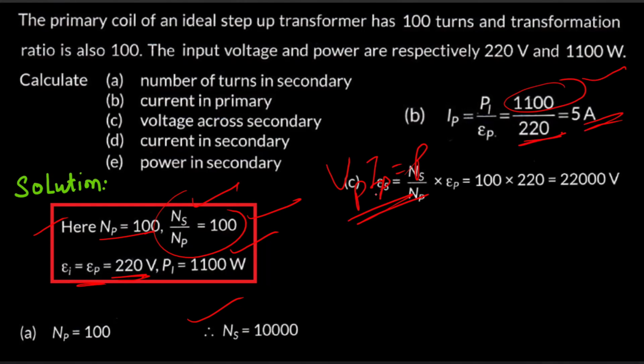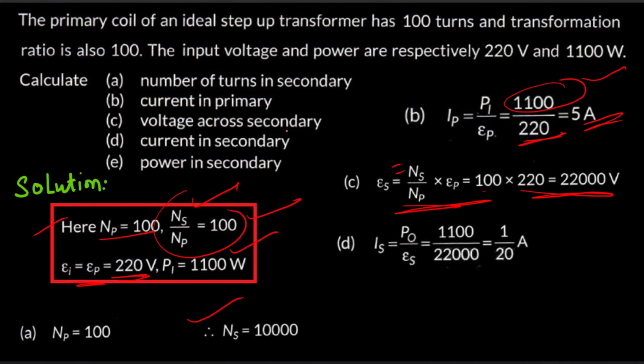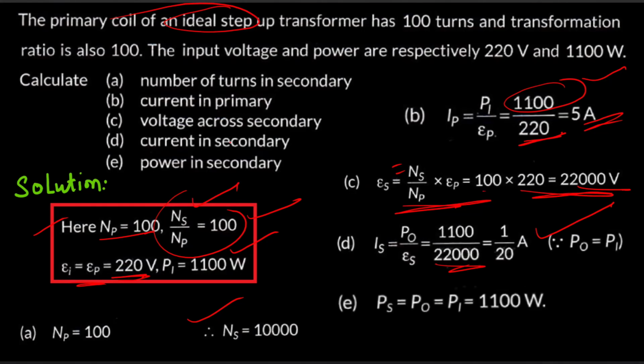सिमिलरली सेकंड पार्ट इज नथिंग बट द कैलकुलेशन ऑफ सेकेंडरी वोल्टेज दैट इज NS अपॉन NP इंटू EP, जैसे फॉर्मूला आपको बताया, 100 इंटू 220 दैट गिव्स मी द वैल्यू ऑफ 22,000 वोल्ट। ओके, डी पार्ट secondary current is nothing but output power upon the secondary voltage. Output power same as input power because we are talking about ideal transformer. So this is 1100 upon 22,000 volt अभी आपने निकाला तो इससे आ जाएगी 1 upon 20 ampere. Similarly, this part is nothing but the calculation of power in secondary which is nothing but output power of P1. Okay, so this is 1100 watt.